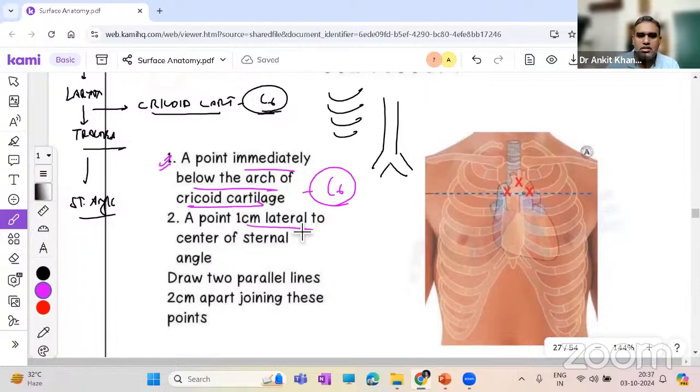A point 1.1 centimeter lateral to the center of the sternal angle. So yes, somewhere around the sternal angle we have, and then it bifurcates into 2. Draw 2 parallel lines around 2 centimeter. You should see it on your own. This is my trachea beginning. It is going down. Then this is my manubrium. Okay, this is my sternal angle.